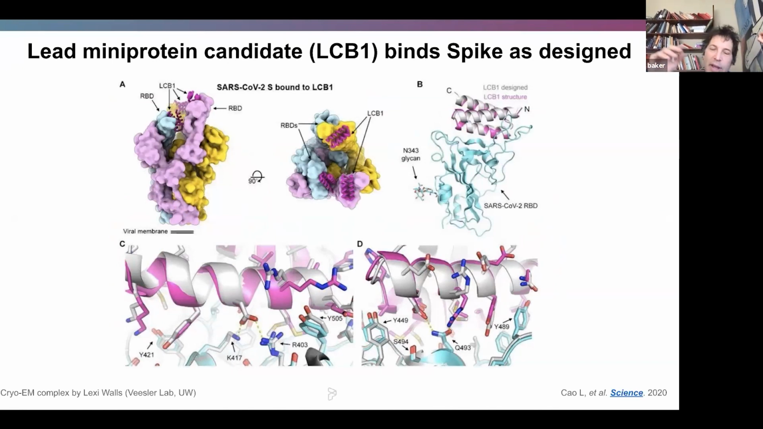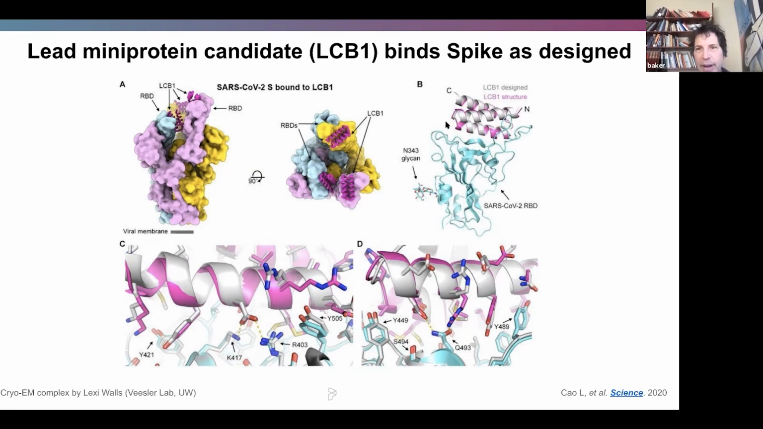What we did was to solve the structure of how this protein actually binds to the coronavirus by cryo-EM in collaboration with collaborators here at UW. And so this is the spike trimer, and this little thing is our designed protein. You can see 3 of them bind. One of these binds to each RBD on the spike.